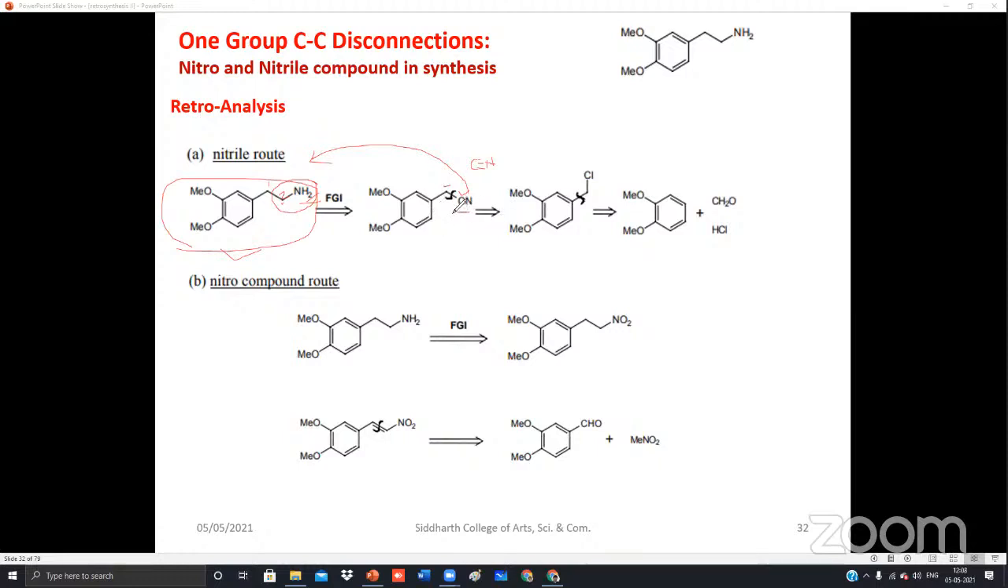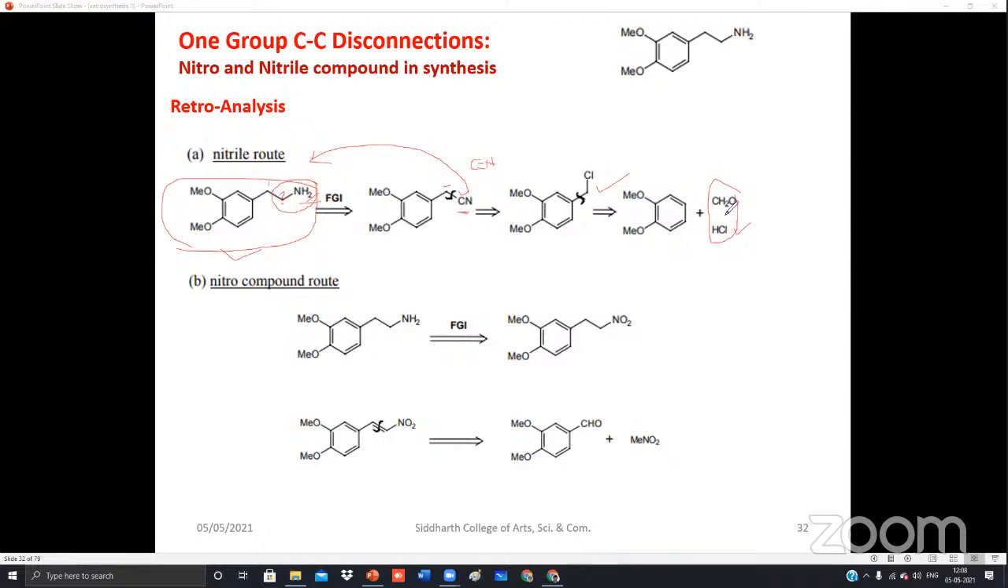Now, this cyanide can be incorporated by a simple nucleophilic substitution reaction with the halide. This halide can be implanted very easily by chloromethylation, using formaldehyde and HCl. If you treat them together on an aromatic ring, you will get this, that is chloromethylation. So how to start the synthesis? That synthesis will be very simple.